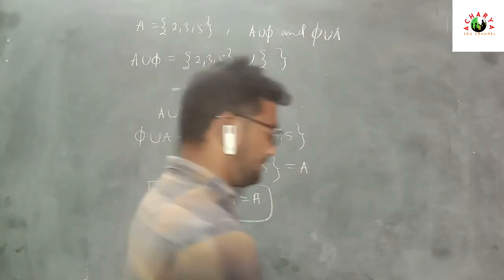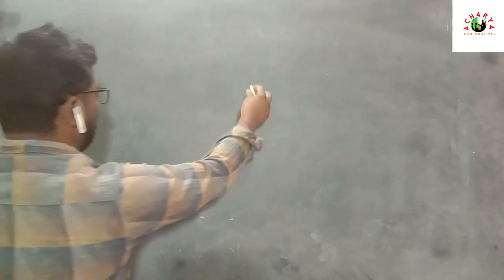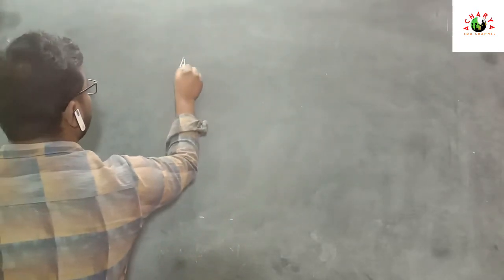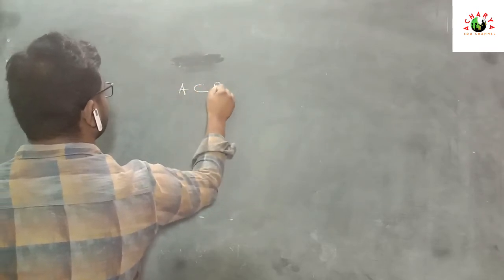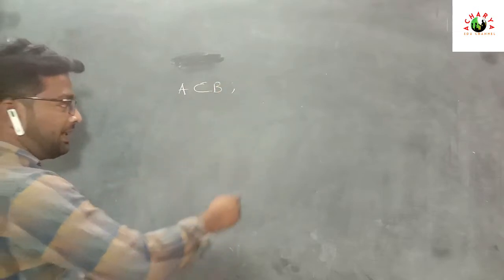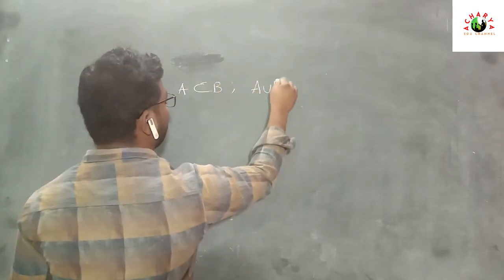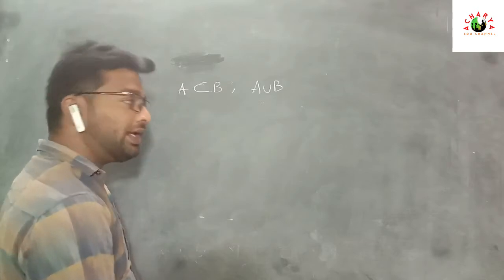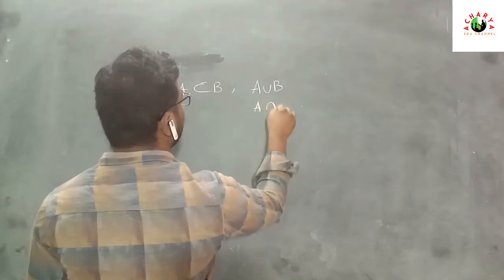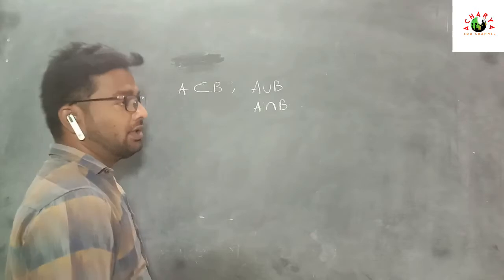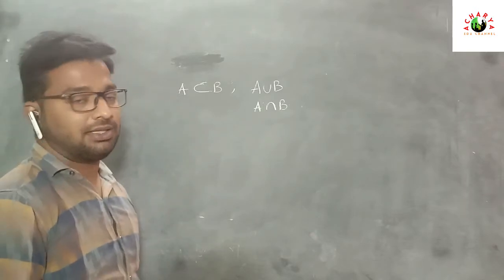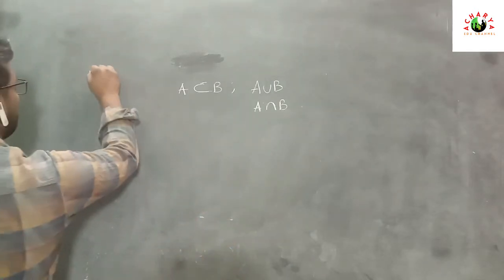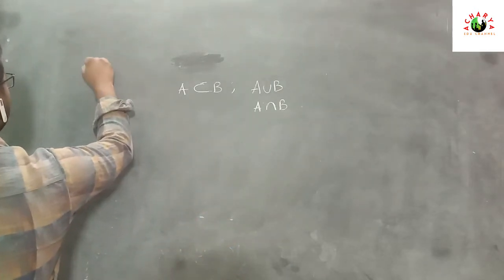Okay. Next, based on this union and intersection, if A is subset of B, what is the value of A union B, and what is the value of A intersection B? This is a one mark question. Sometimes they will ask it in part B.